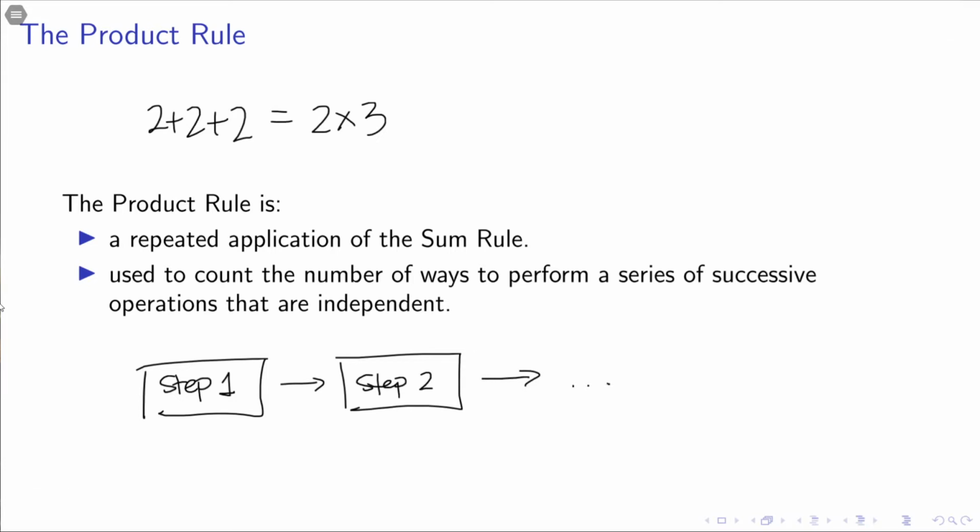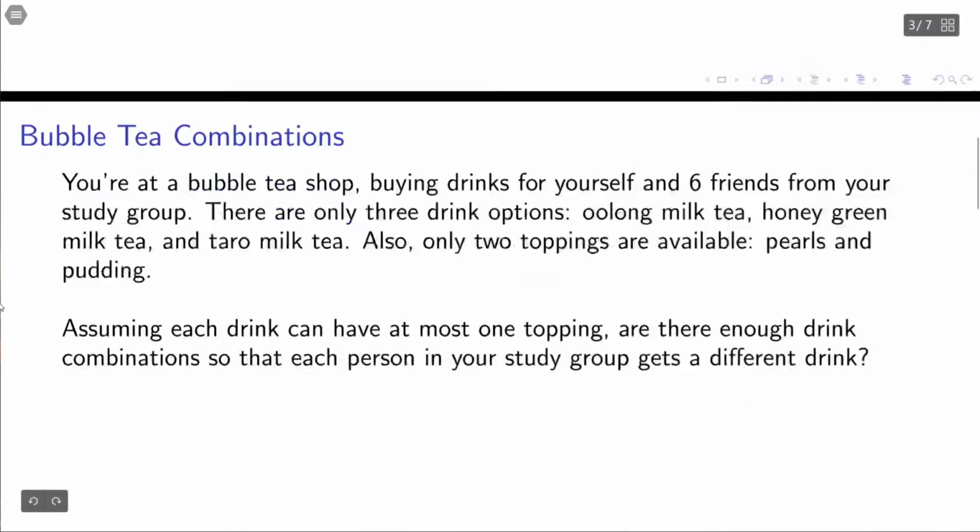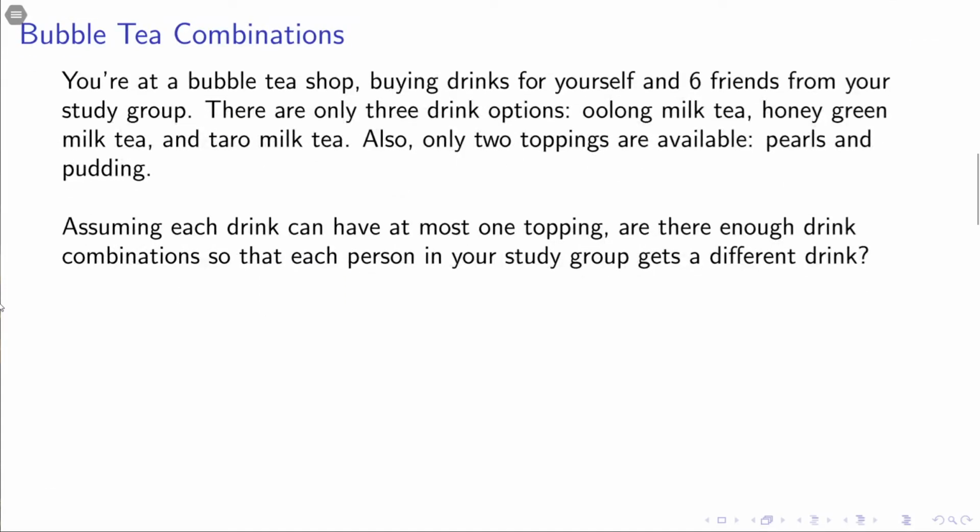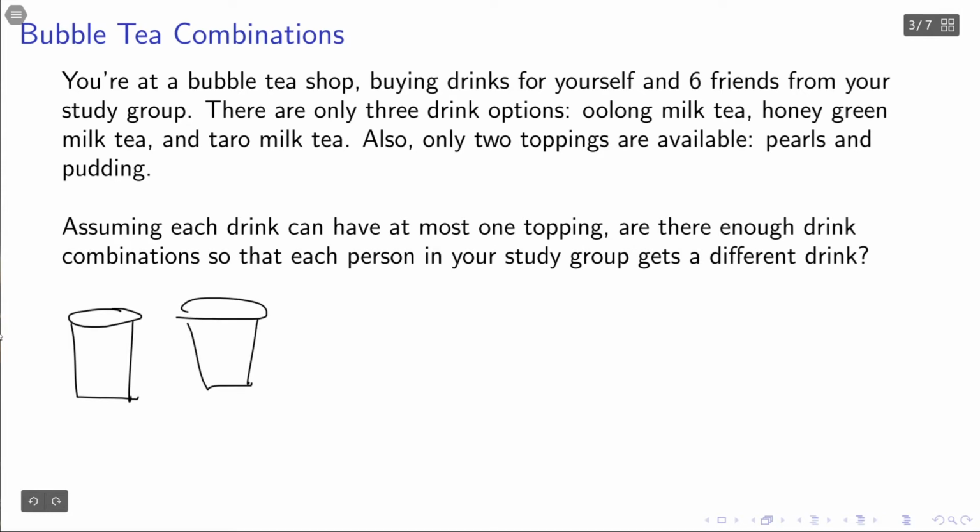Okay, here's an example. You're at a bubble tea shop, and you're buying drinks for yourself and 6 other friends from your study group. There are only 3 drink options at this place. Not that many. They have oolong milk tea, a honey green milk tea, and a taro milk tea.